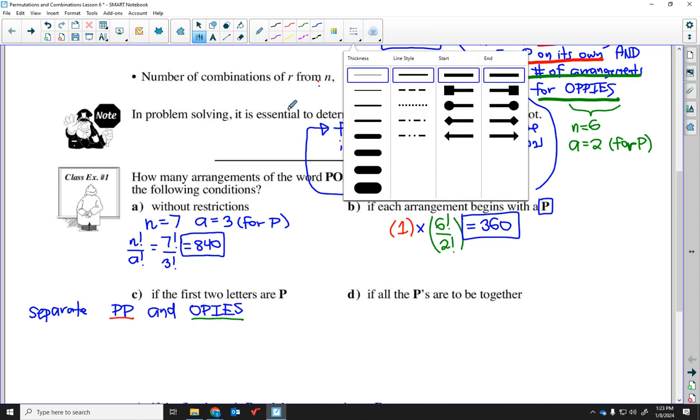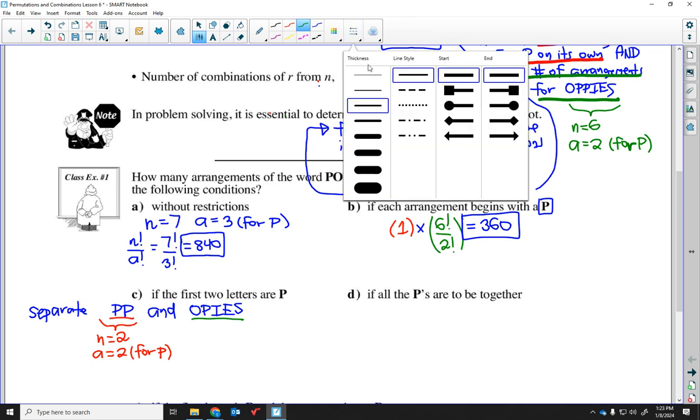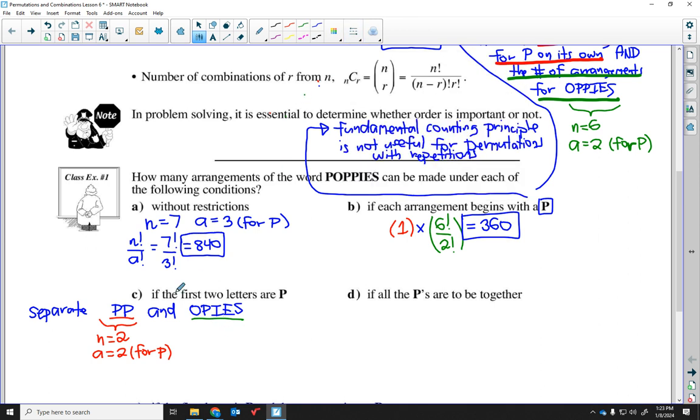So what this would look like is, for this one, you have 2 elements, so n is equal to 2. And there's a repetition of those elements, so that would be a is equal to 2, and that's for P. Now for this remaining word, OPIES, all we have right here is n is equal to 5, but none of these letters repeat.